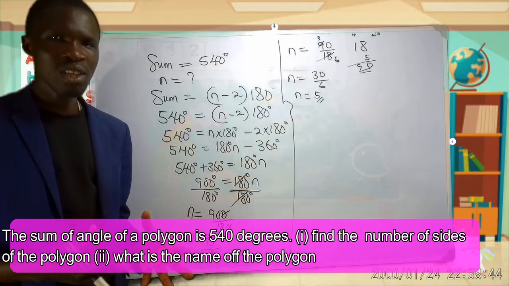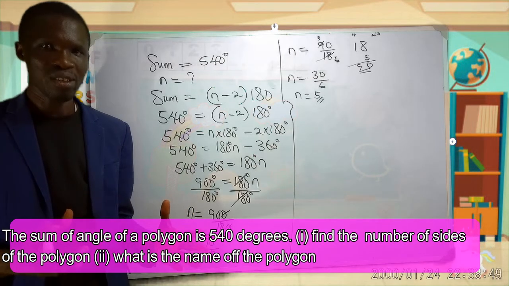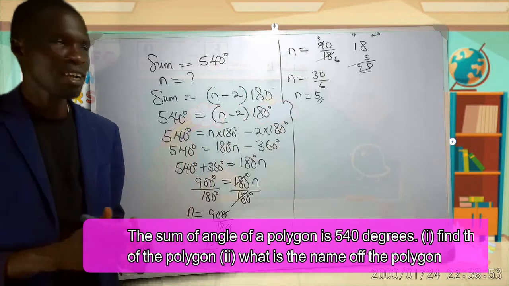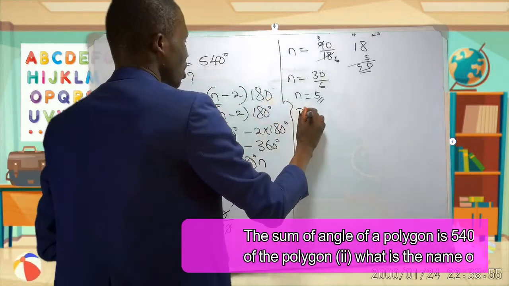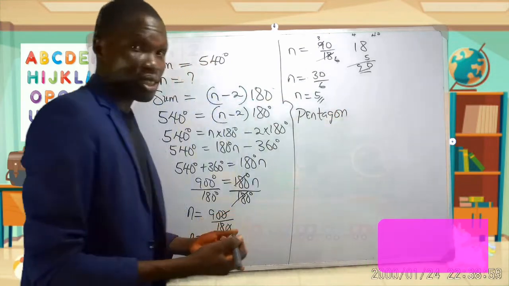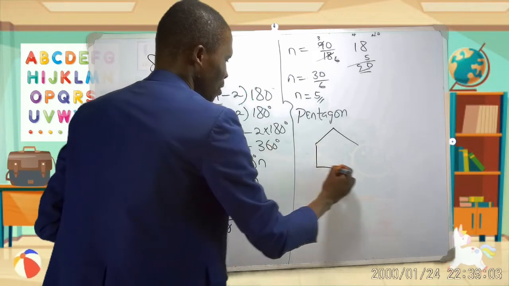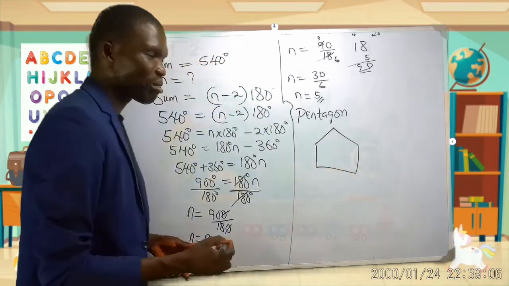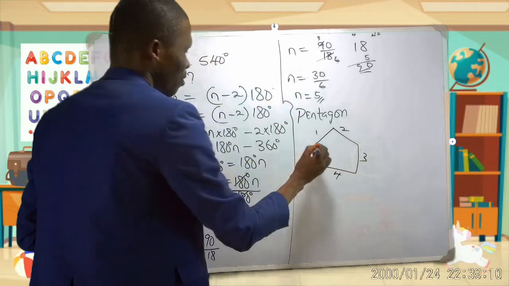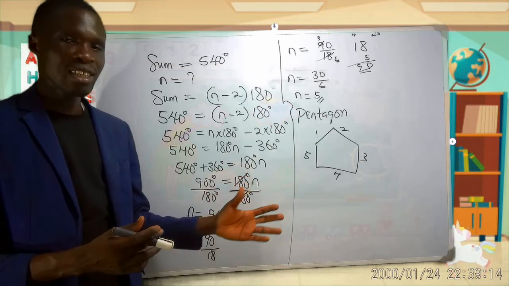So what is the name of this polygon? Can somebody tell me? Yes, this is a pentagon. And what is a pentagon? It is a five-sided shape, just like a house. 1, 2, 3, 4, 5. So this is a pentagon. I believe you understand this.